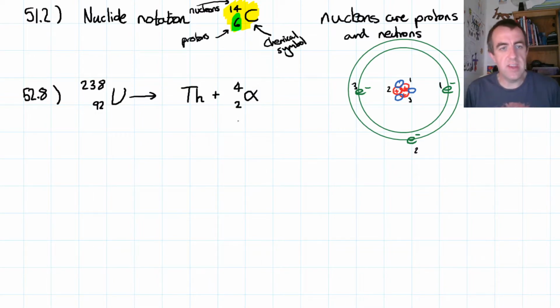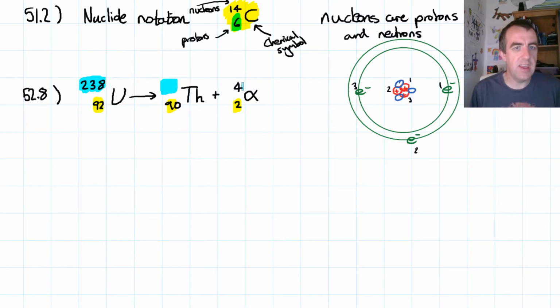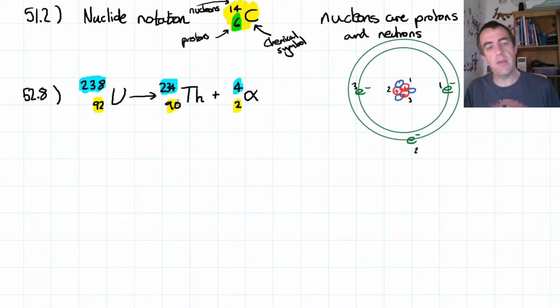So the last stage of this is making the numbers balance. Along the bottom, 92 is how many add 2? Well, that's going to be 90. And along the top, 238 is how many add 4? Well, I can do that as well. That's 234. And so thorium from this particular decay of uranium has 234 nucleons. That's 144 neutrons. And you'll be given a question similar but different to this.